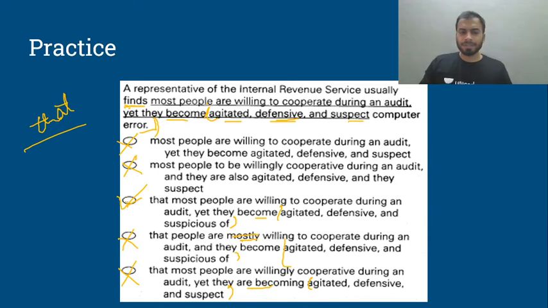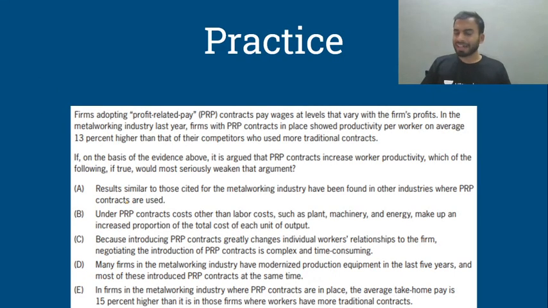Right? So let's solve this last question of the day, another CR question. If, on the basis of the evidence above, it is argued that PRP contracts increase worker productivity, which of the following, if true, would most seriously weaken that argument? Another weakening question here, another argument evaluation question. Weaken the argument. Let's read the passage.